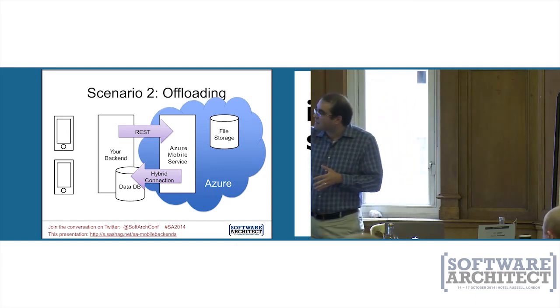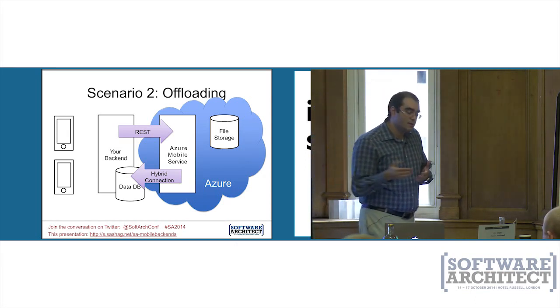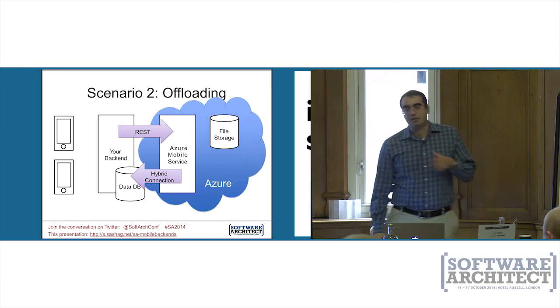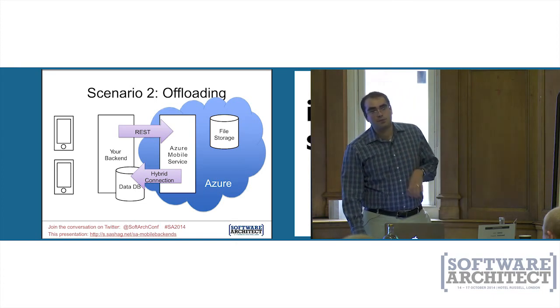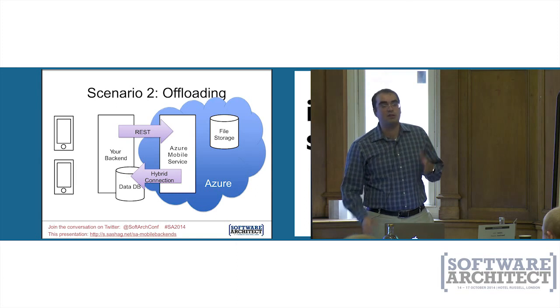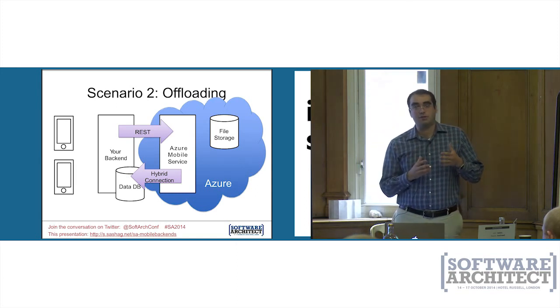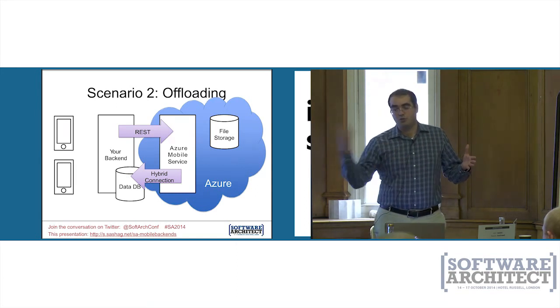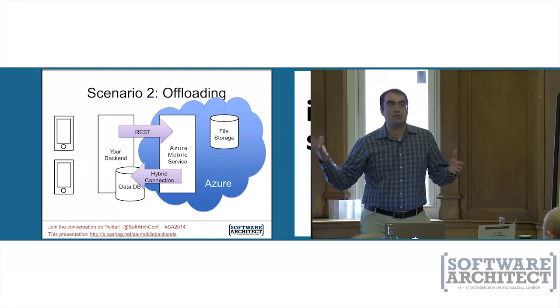And the mobile service can talk to your on-premise resources using a new technology announced at TechEd called hybrid connections, which in a nutshell lets you expose a resource running in your data center to a mobile service running in the Azure data center.